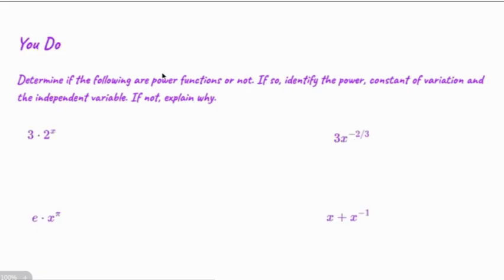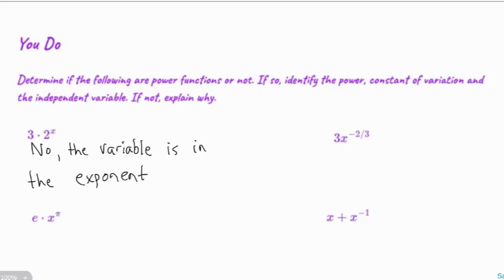So determine if the following are power functions or not. Okay, so the first one is no. The variable is in the exponent. We always want a number in the exponent. What about this next one? The answer is yes. Our power being negative 2/3, and our constant of variation is 3.